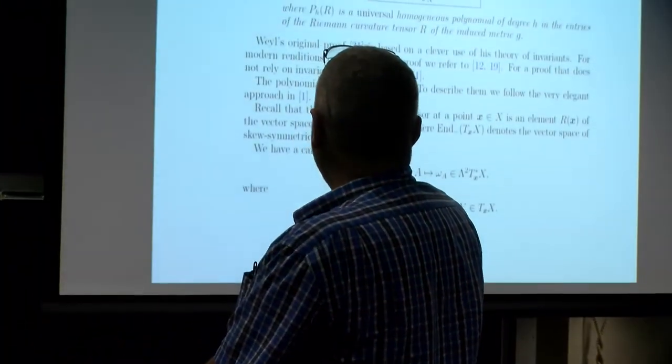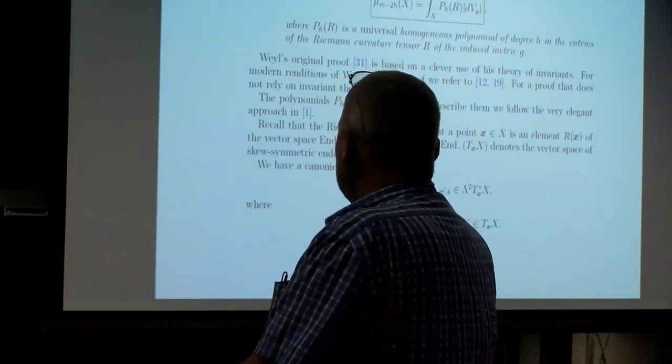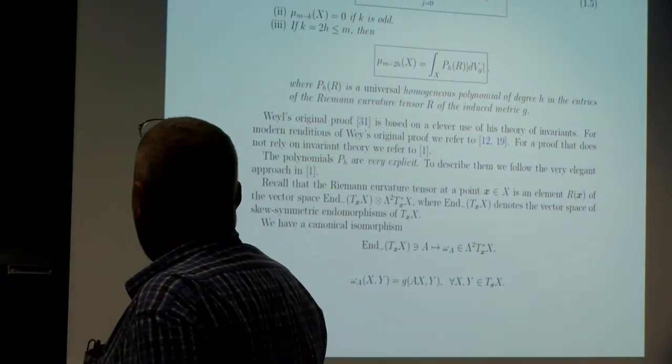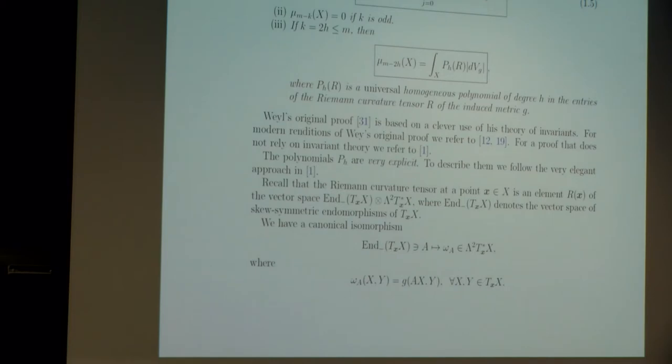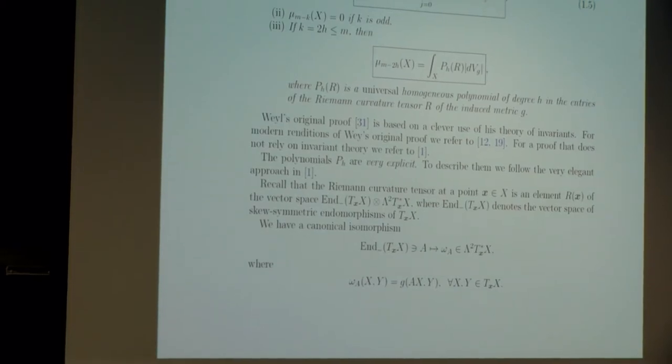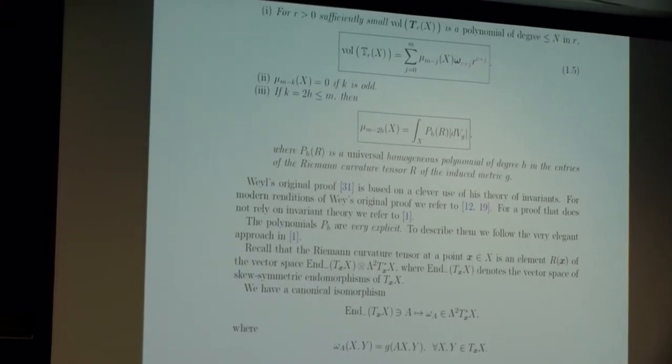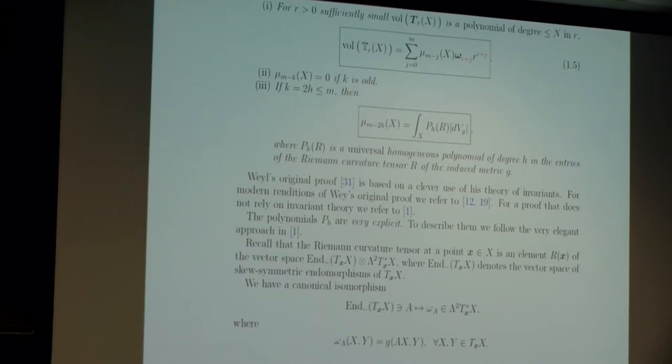The volume is a polynomial of the type I just wrote. Now, mu m minus k is 0 if k is odd. So for example, if x is a five-dimensional manifold, mu 4 is going to be odd, mu 2 is going to be 0. Okay. So for a five-dimensional manifold x, you will get mu 5, you will get mu 3, and you'll get mu 1. The others will disappear. That's just a fact, follows by simple symmetry.